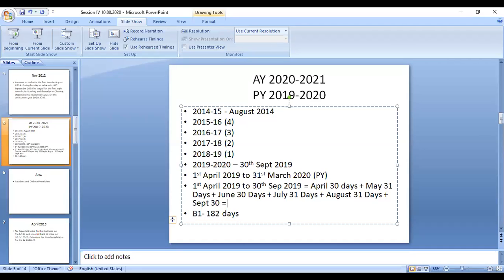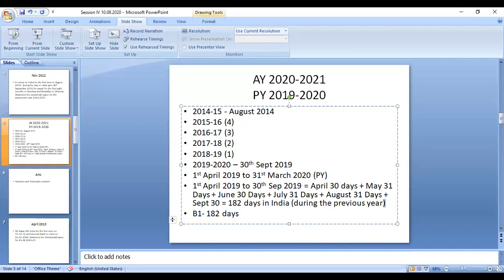Now we have to total all the days. If it is 182 days, he is satisfying basic condition 1, right? So now we add 30 days, 31 days, and so on: 1, 2, 3, 4, 5, 6. 6 into 3, 180, plus 2 days, 182 days. So exactly it satisfies 182 days in India during the previous year.